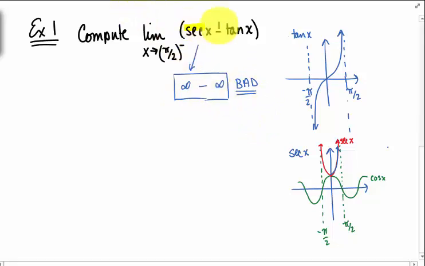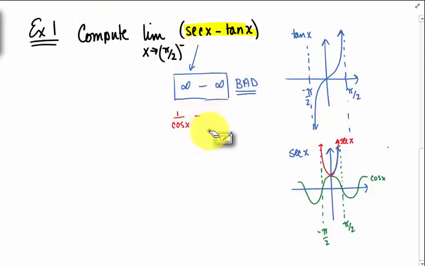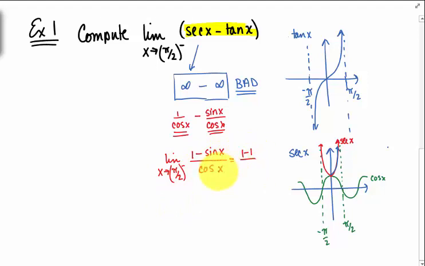Anytime we have trig, sometimes we can rewrite these using trig identities. We know that secant x is 1 over cosine x, and we know that tangent x is sine x over cosine x. So we're going to use those simple identities, and now we have common denominators, and we can rewrite this as 1 minus sine x all over cosine x. And let's see if now we can apply the limit as x approaches pi over 2 from the left. Now we know that sine of pi over 2 is 1, so we get 1 minus 1 in the numerator. We know that cosine of pi over 2 is 0, so we get 0 over 0.